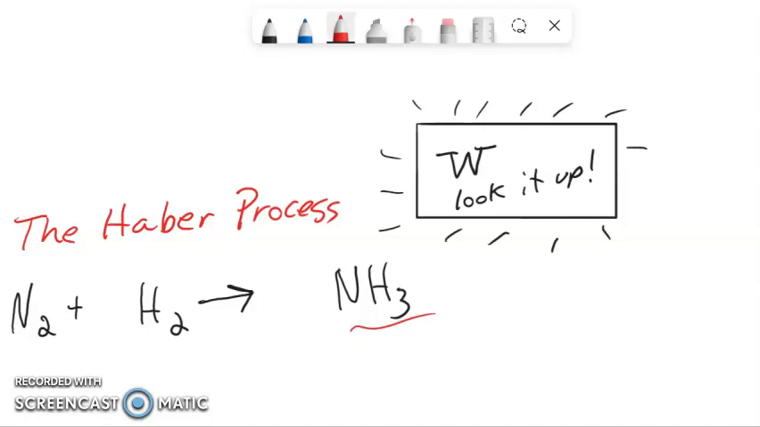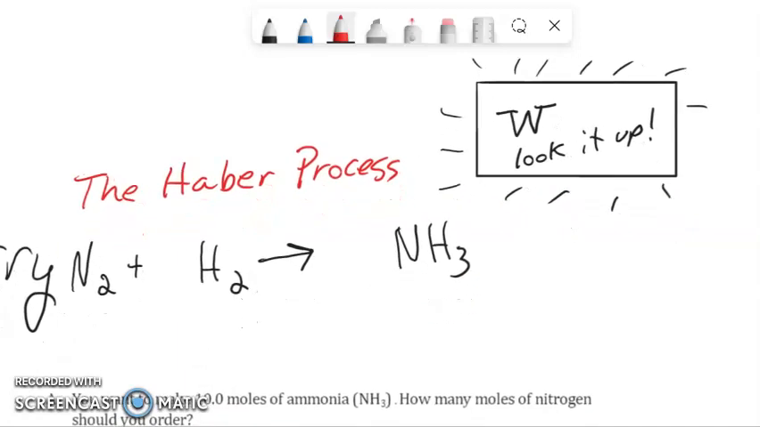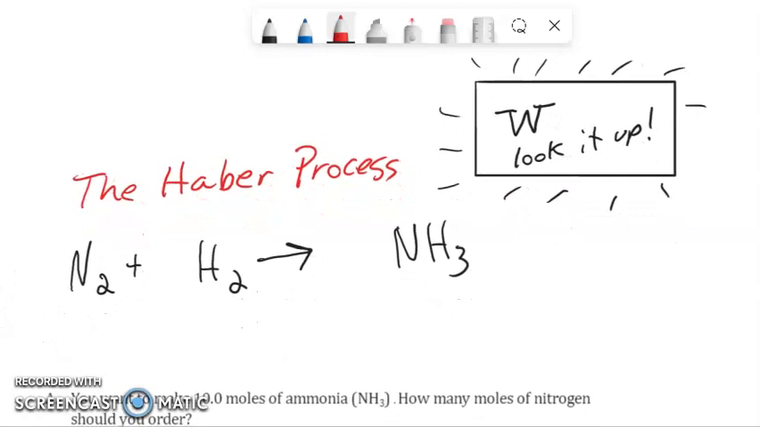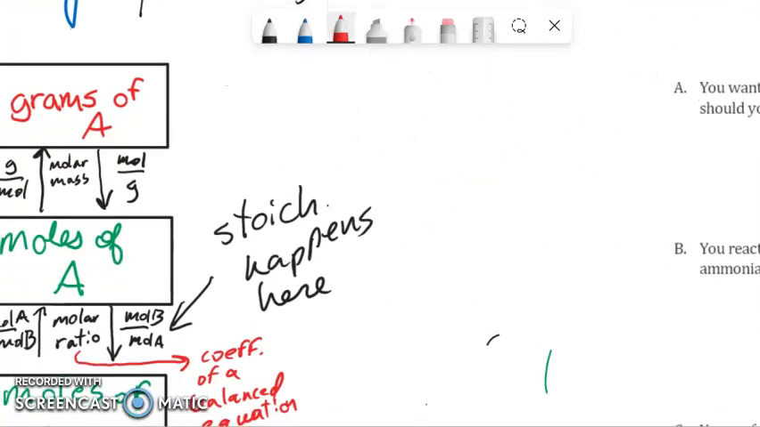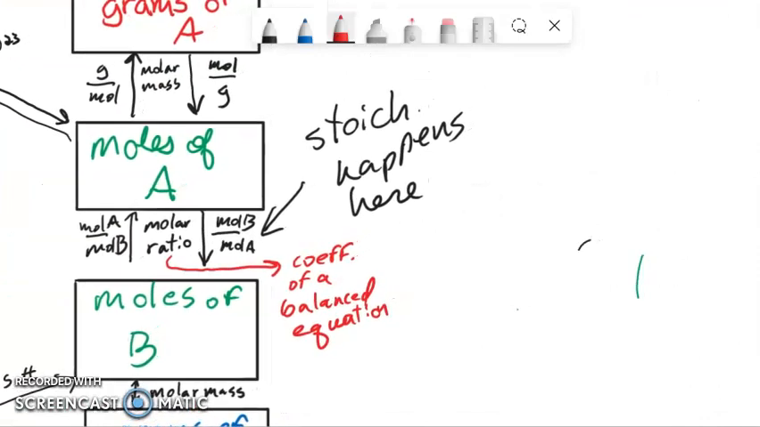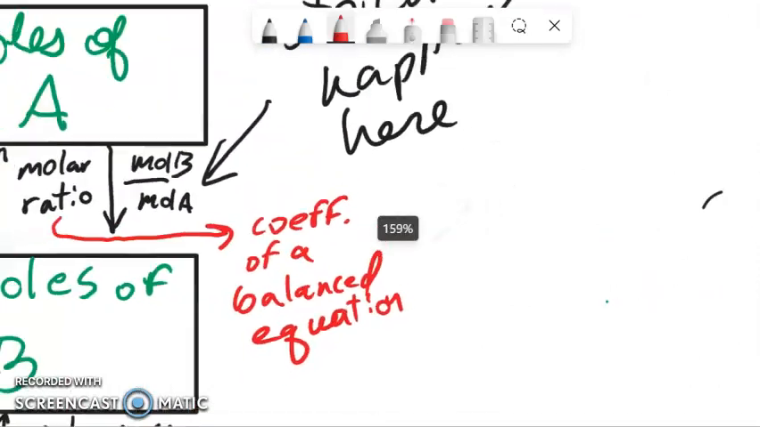There's a whole lot of interesting and problematic history involved around this chemical reaction, but it was a crucial reaction that shaped history. So you should look it up. But for right now, let's use this as an example of a reaction that we can use for practicing with stoichiometry. So as I mentioned, the molar ratio is something that comes from the coefficients of a balanced equation.